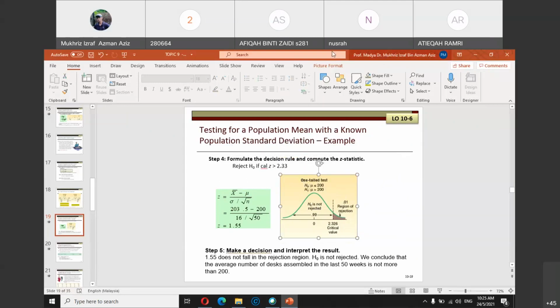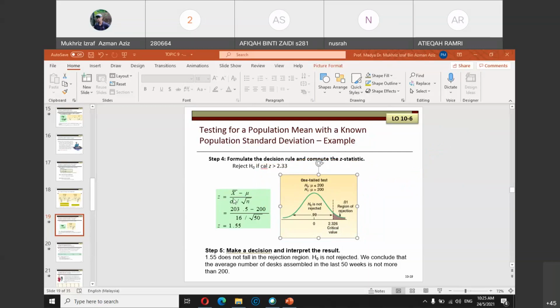This diagram that shows the area of rejection will be part of the solution as well. You cannot answer a hypothesis testing question without showing the area of rejection and showing where the critical value is. This just shows that you understand the concept of a one tail test or two tail test, one tail on the right or one tail on the left.